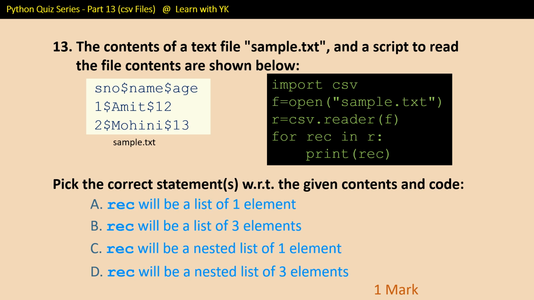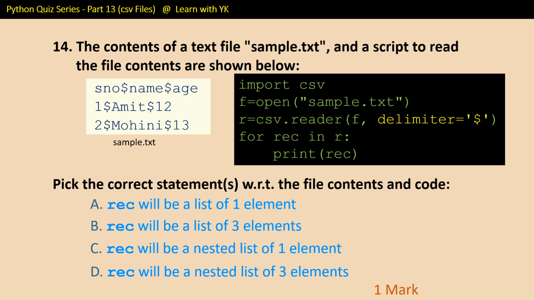Question number 13. The contents of a text file sample.txt and a script to read the file contents are shown below. See the contents of the file and the code to read data from this file. Pick the correct statements with reference to the given content and the code. And the correct statement is given in option A. Rec will be a list of one element.